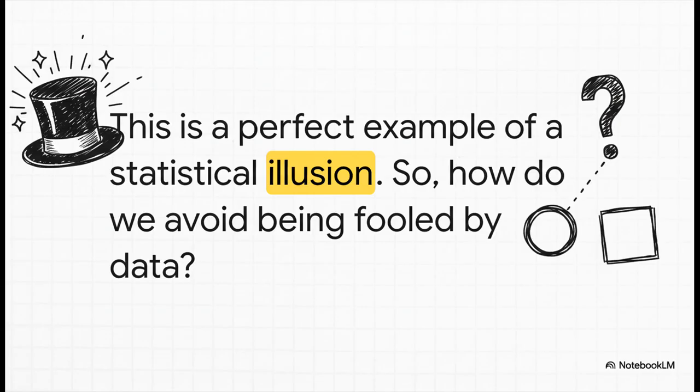Well, what you're looking at is a perfect example of what's called a spurious correlation. It looks real on the surface, but it's totally meaningless. And learning to tell the difference, to spot these illusions, is one of the most critical skills you can have when you're looking at data. Let's break down how to do it.